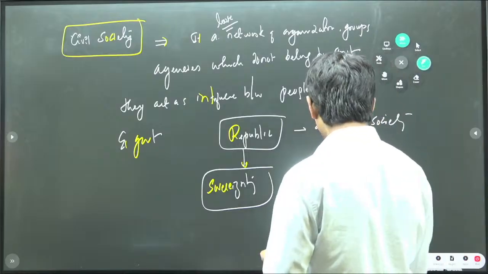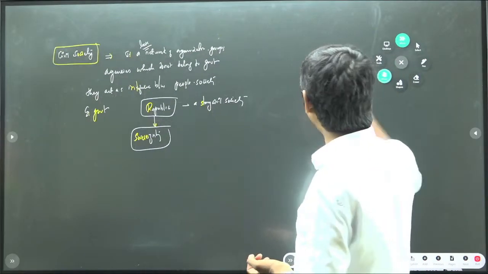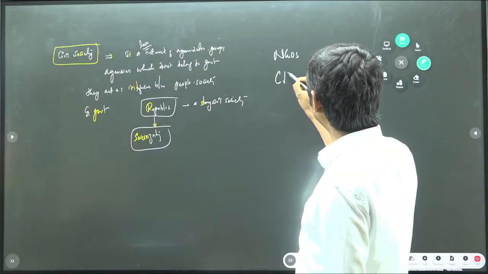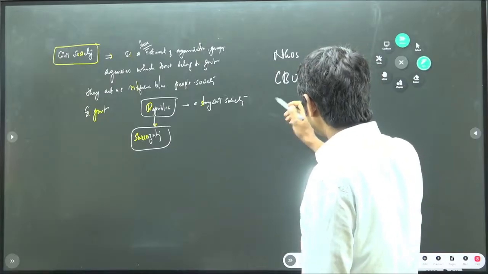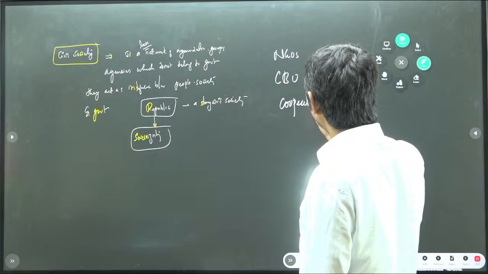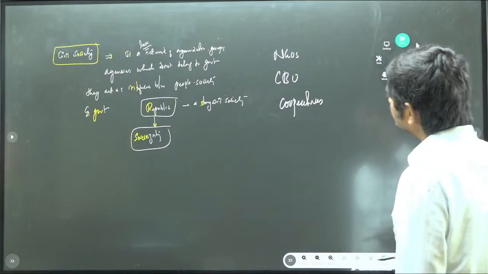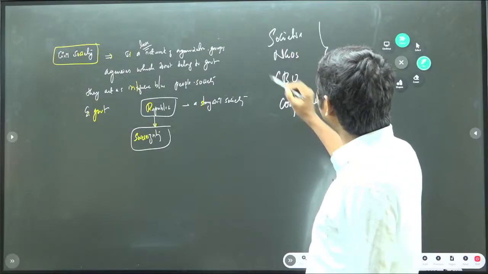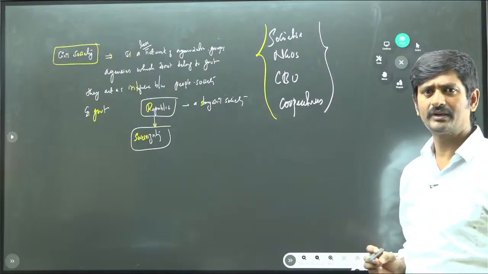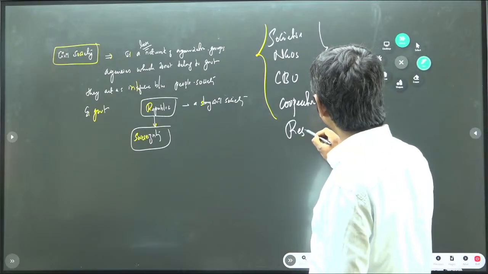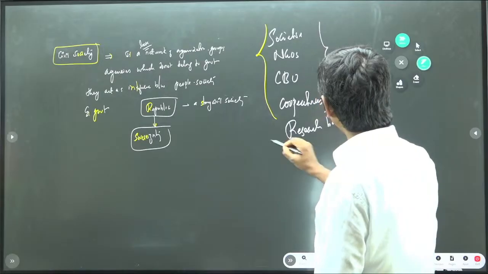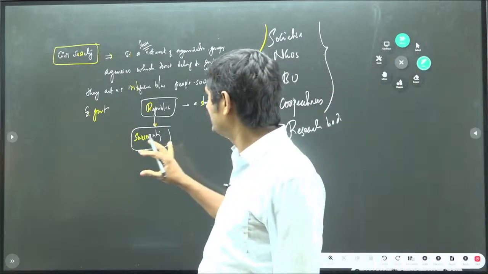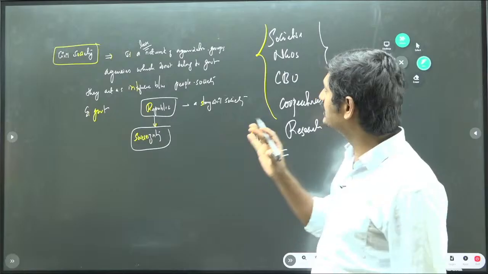We can say civil society has different forms, for example NGOs, community-based organizations, cooperatives, and societies. Like this, there are various forms of civil societies, including research agencies, research bodies, independent research. Like this, there are various civil society organizations. So this is the essence of the question.